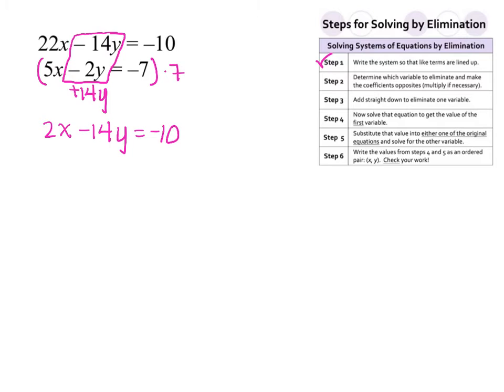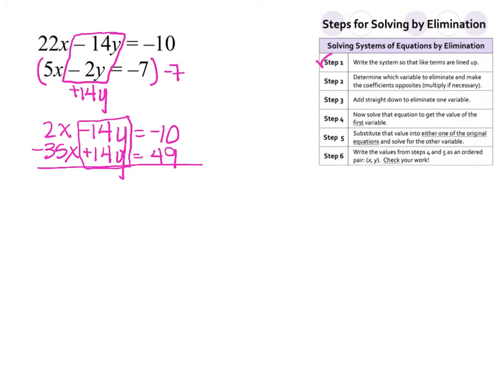The bottom one, if I multiply everything by 7, 5 times 7 is 35x. I said it out loud, I said I'm going to multiply by negative 7, and I just forgot my negative sign. So negative 35x. Negative 7 times negative 2 is positive 14y. And negative 7 times negative 7 is positive 49. So we did that so that now my y's are opposites.